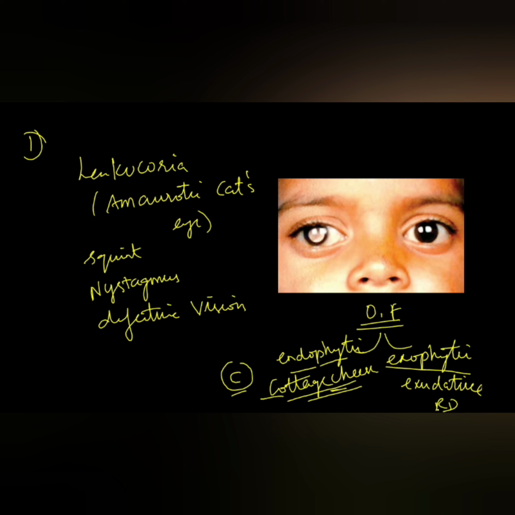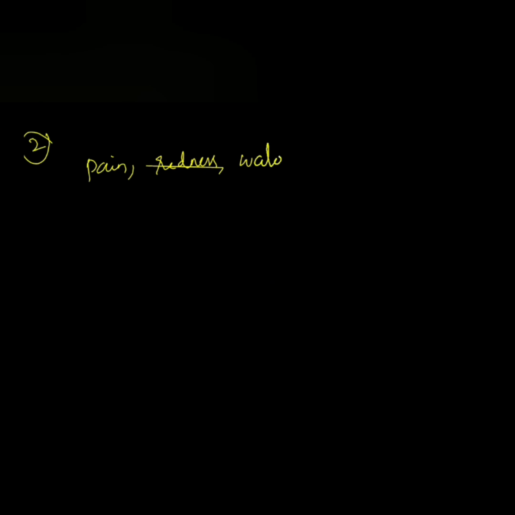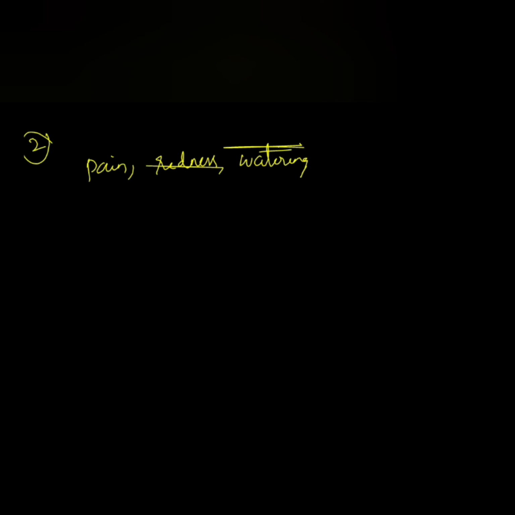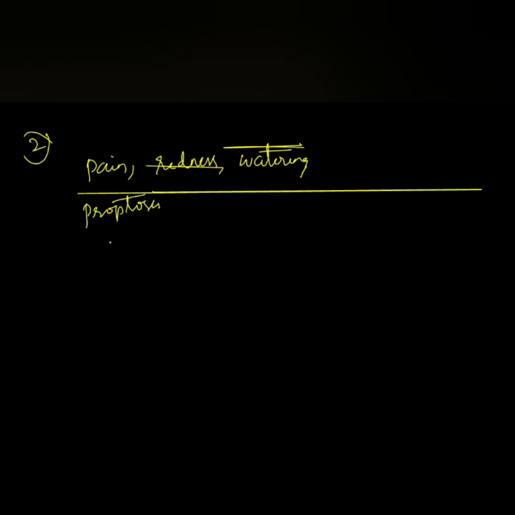Now moving on to the glaucomatous stage. In stage 2, the child is going to have pain, redness and watering. They can also have proptosis. The intraocular pressure will be high. And the conjunctiva also looks congested.